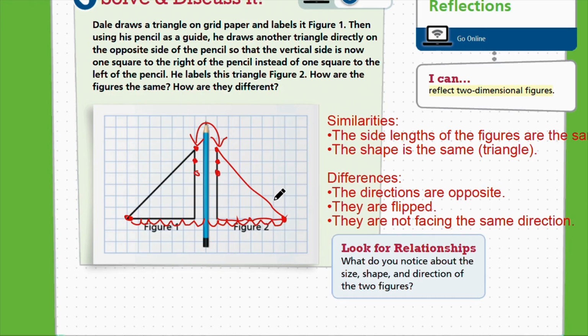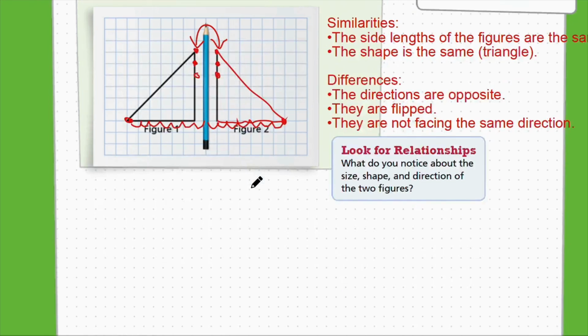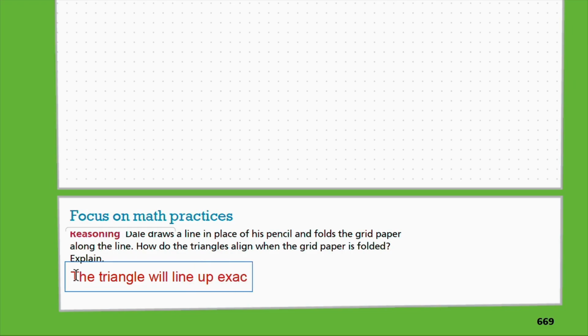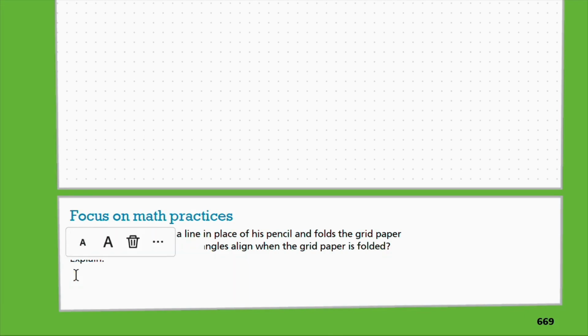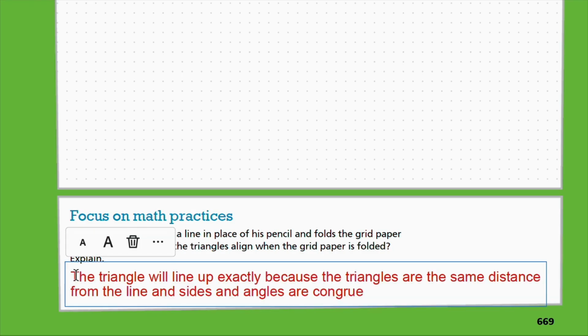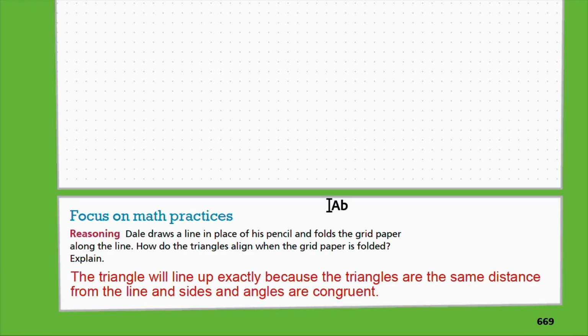And you can see that the triangles are going to be right on top of each other, right? Because the pencil would be the line of reflection, and then the triangle would be exactly the reflections of each other. So the triangle will line up exactly because the triangles are the same distance from the line, which is the pencil, and sides and angles are congruent. So everything is the same except the orientation.